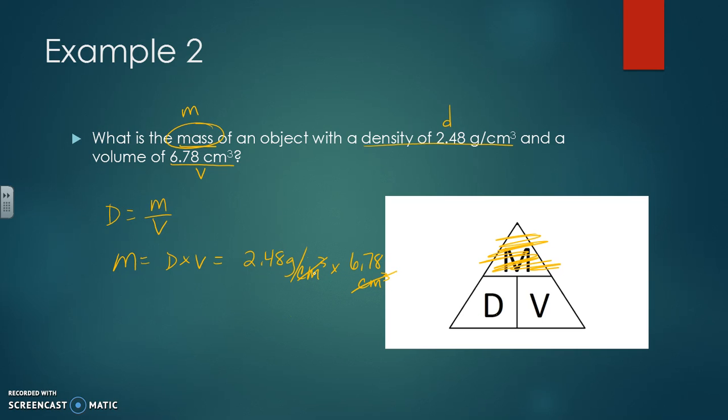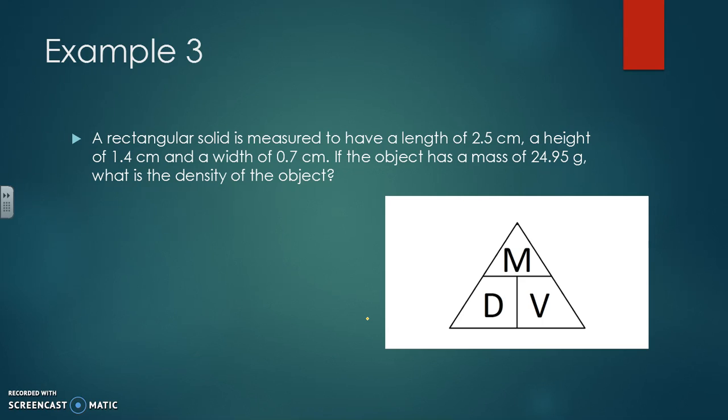Centimeters cubed are going to cancel. And now we just do the math, 2.48 times 6.78, and we get 16.8144 grams. But we want two numbers after the decimal. The 4 doesn't do anything to the 1, so it's 16.81 grams. All right, we got one more to go.